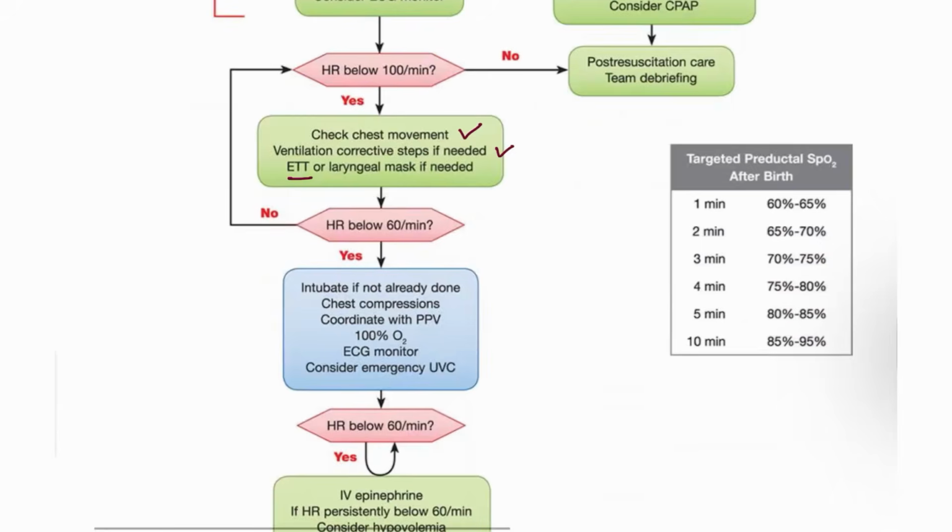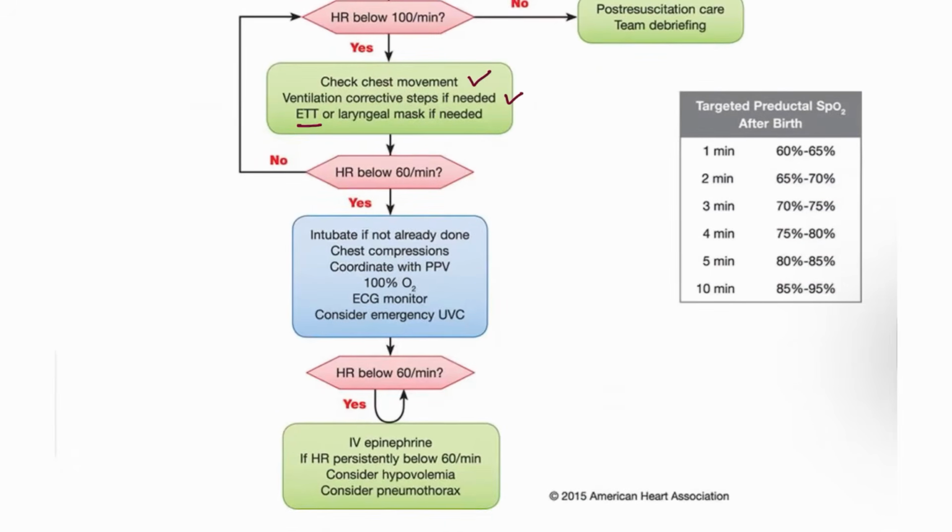Then, if the baby's heart rate is still less than 60, what you have to do is intubate and start the chest compressions, and also consider the umbilical venous catheter. Okay, better to consider the umbilical venous catheter.